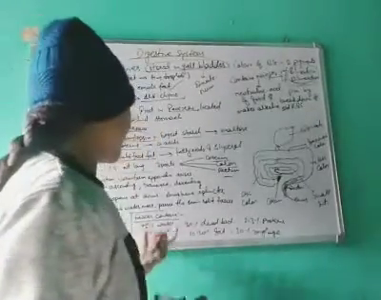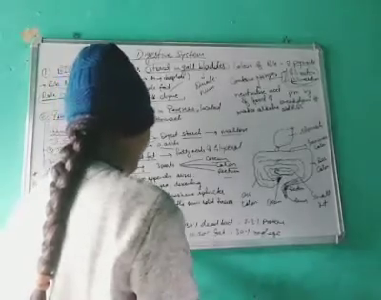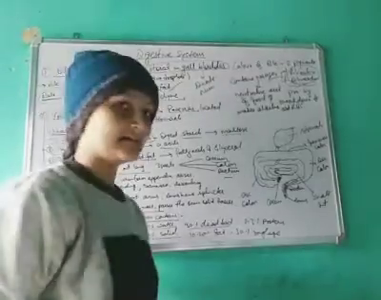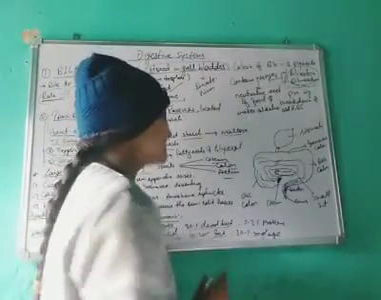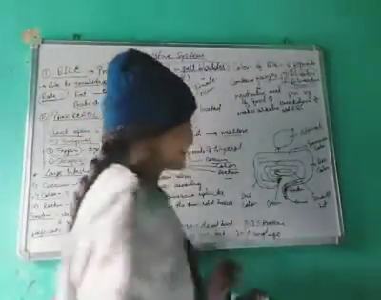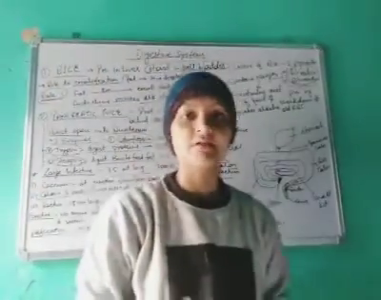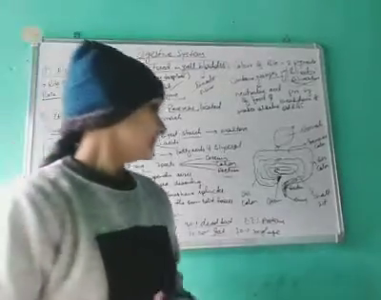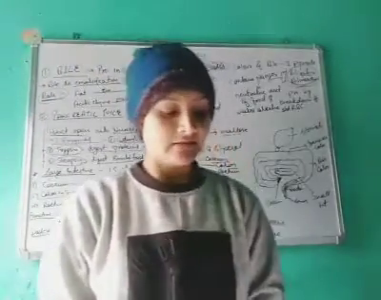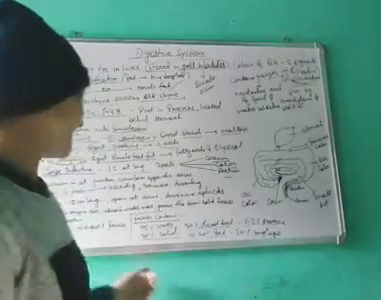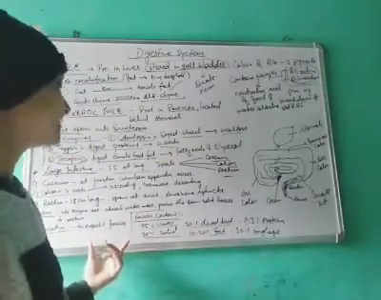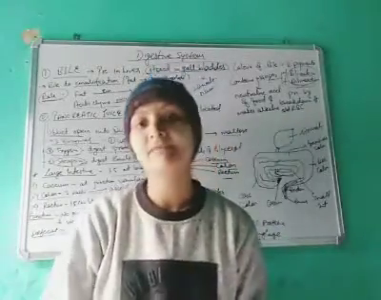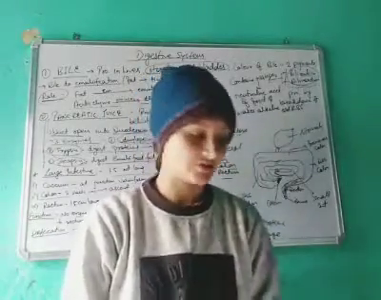Feces contains 75% water, 25% solid substances, of which 30% is dead bacteria, 10 to 20% fat, 2 to 3% proteins, and 30% roughage. So this was the large intestine. And one more thing, the bacterial action. The bacteria act on this undigested food. That's why a very bad smell comes from the feces due to bacterial action on it.